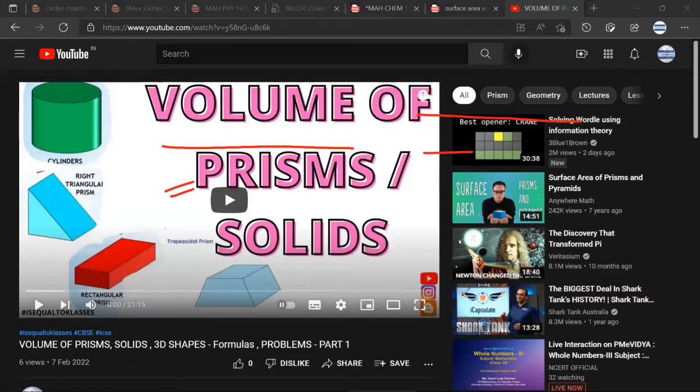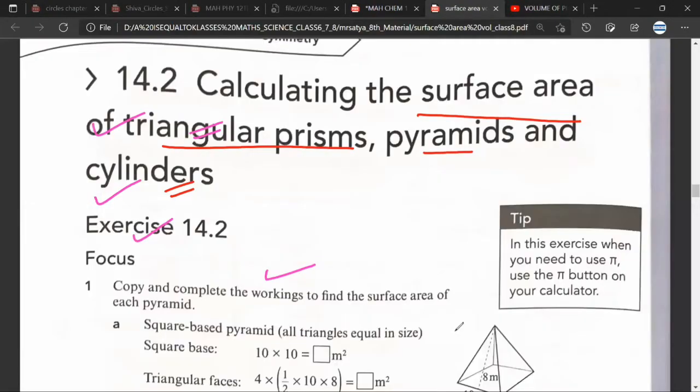No. See, in the last lecture, as we can see, these are the figures that we had discussed. So we had discussed cylinders, right triangular prisms, rectangular prisms, and trapezoidal prisms. In the last lecture, we had calculated the volume of all these shapes. Now in this lecture, we'll be calculating the surface area. Satya, have you understood? Yes, sir.